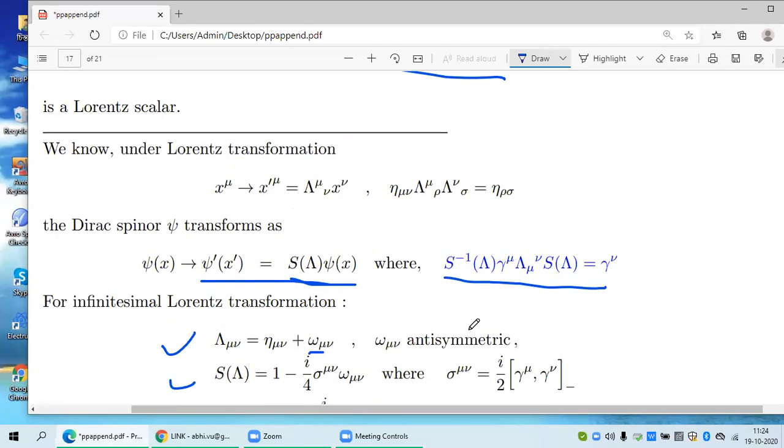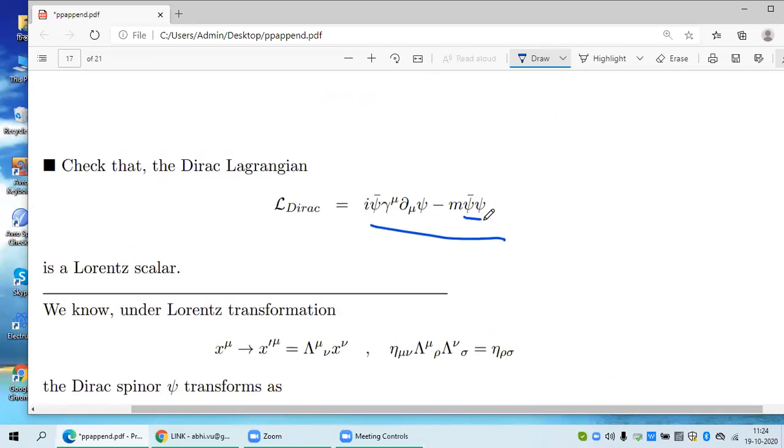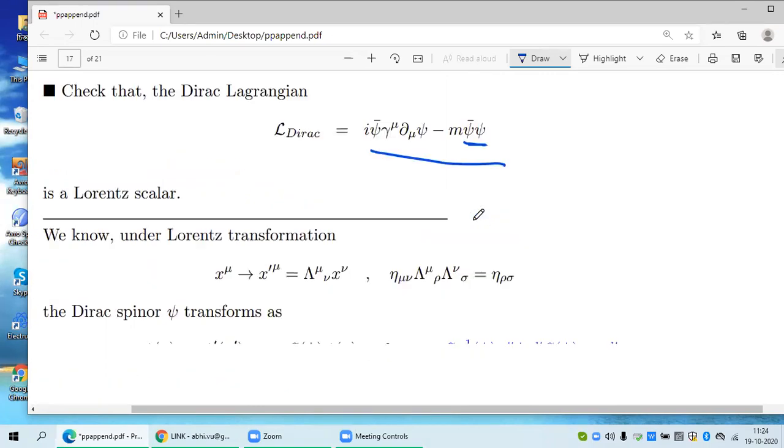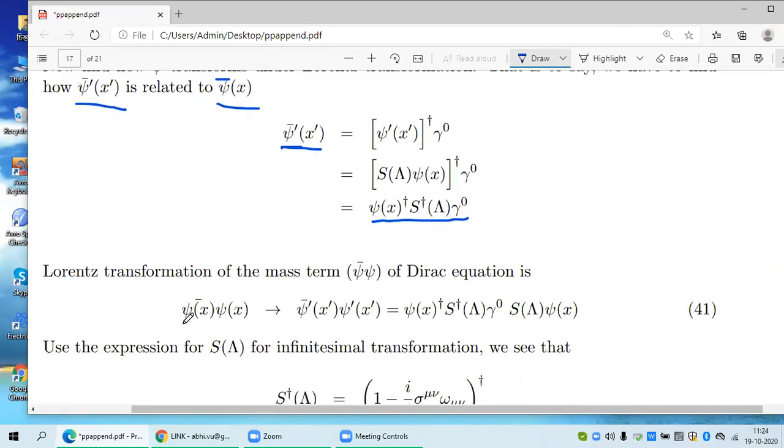Now look at the Dirac equation again. Look at this term first. This is an easier term. It contains the product of psi bar and psi. So let's see how this transforms. Psi bar and psi will transform this way under Lorentz transformation. All will become prime. Now for this first part I can put this term, and for the second part I can put this term. Clear? Is it clear?